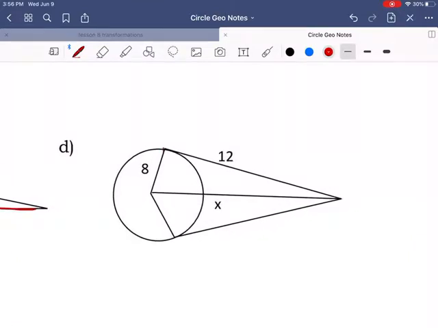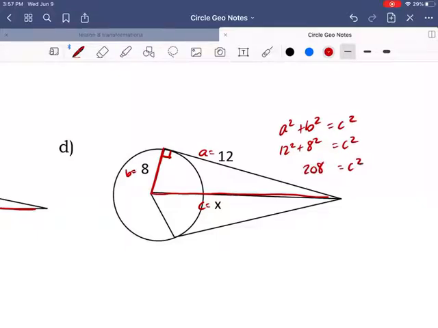Here's another example. Here's a radius, and it's meeting this tangent line at 90 degrees. So we're actually looking for the hypotenuse here, which is C. We know A, we know B. So a squared plus b squared equals c squared. So 12 squared plus 8 squared is c squared, and 12 squared plus 8 squared gives us 208. And if you take the square root of that, you'll get 14.4. So this line here is 14.4.